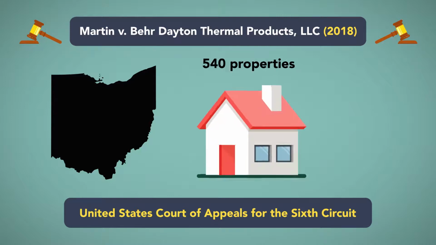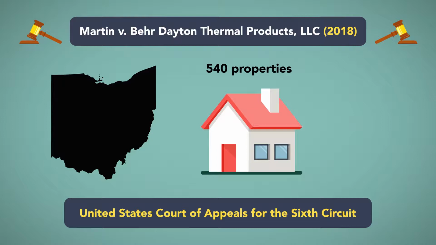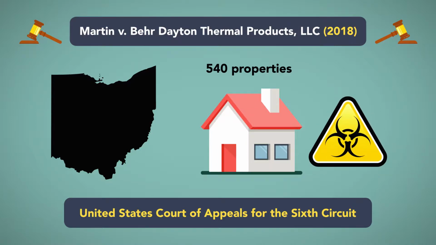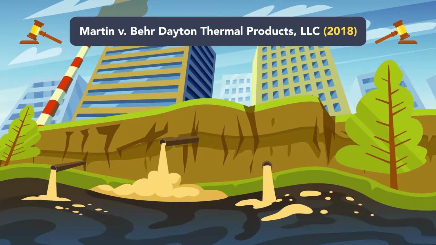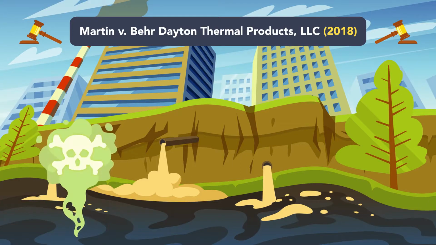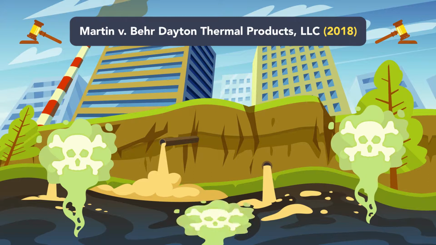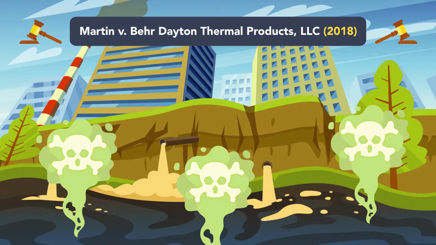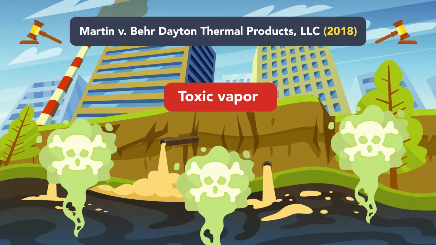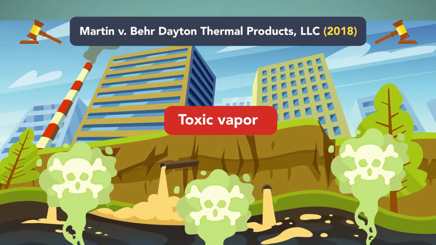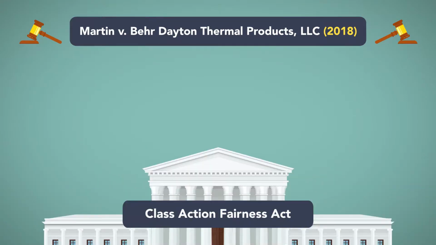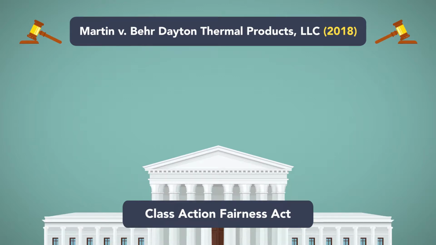The plaintiffs alleged that 540 properties were contaminated with carcinogenic compounds that the defendants had released into the groundwater near its factories. Although this did not affect anyone's drinking water because the source of the drinking water was not the local groundwater, plaintiffs claimed that the contaminated groundwater created the risk of toxic vapor that would seep into buildings. The defendants used the Class Action Fairness Act to remove the case to federal court.